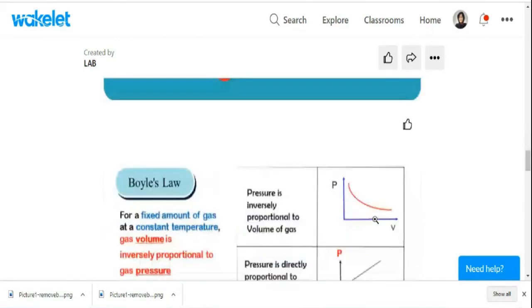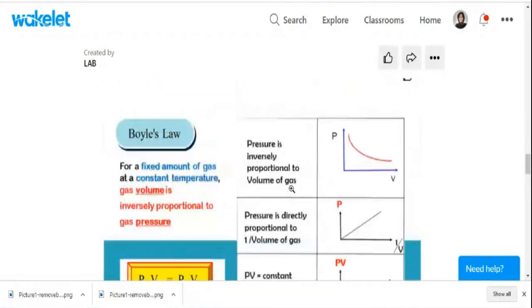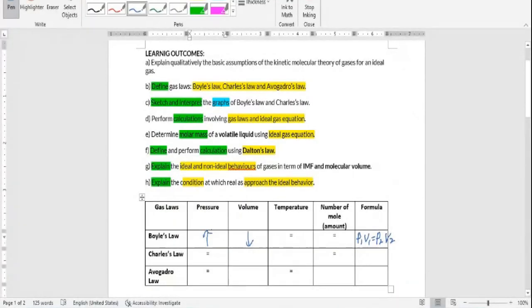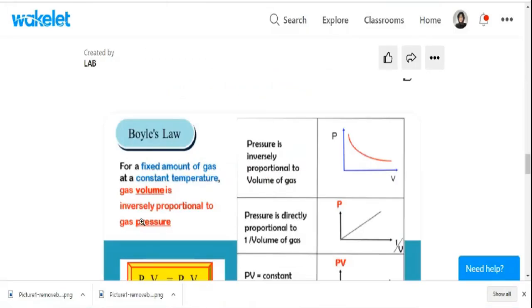If we check for Boyle's law, this is the definition. One more time, when we define Boyle's law, we must mention the 4 variables. So in this case, we will say, at constant temperature and fixed amount of number of mole, the gas volume is inversely proportional to the gas pressure.